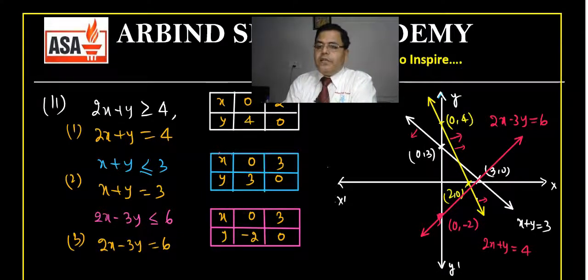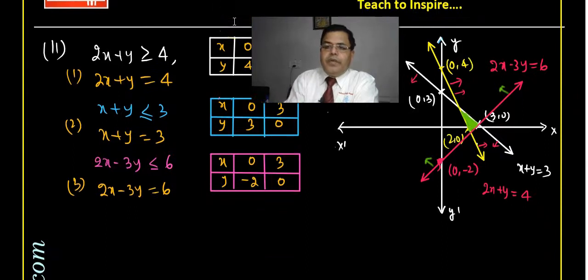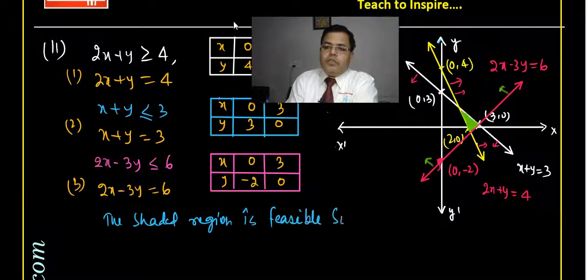If I take (0, 0) for the other one, this is towards the origin, so it is above this line. So above this line, above this line and below this line, this is the common region which is satisfying all: above the x-axis, below this, and this is the common region which will satisfy. So the shaded region shows the feasible solution of all these inequalities. I hope you got it.